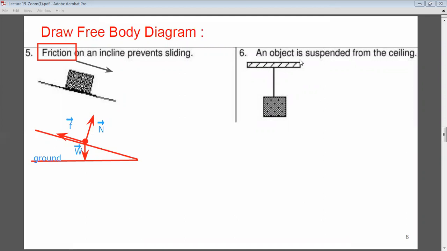Now, an object is suspended from the ceiling. So what are the forces acting here? Here, there is no surface. No surface implies no normal and no friction. So what do we have here?